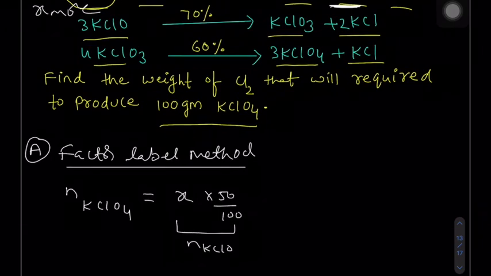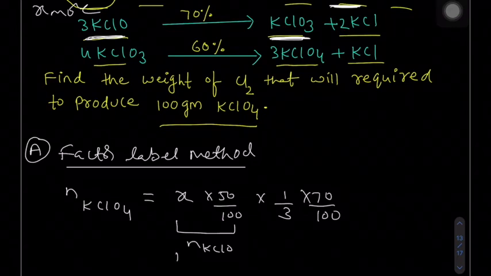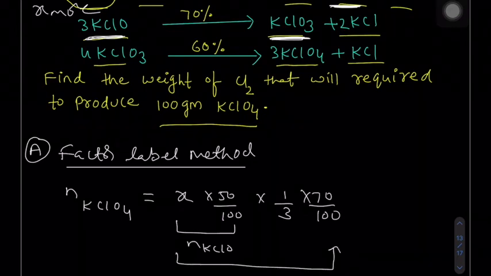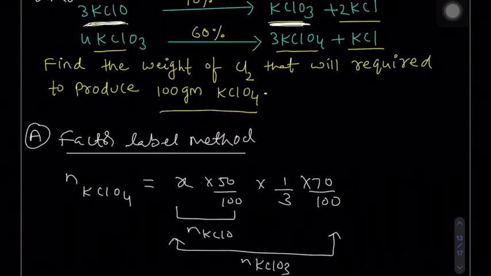Okay, 3 moles of KClO will give 1 mole of KClO3. This much KClO gives how many moles of KClO3? That will be 1 by 3 into 70%. This is the number of moles of KClO3.